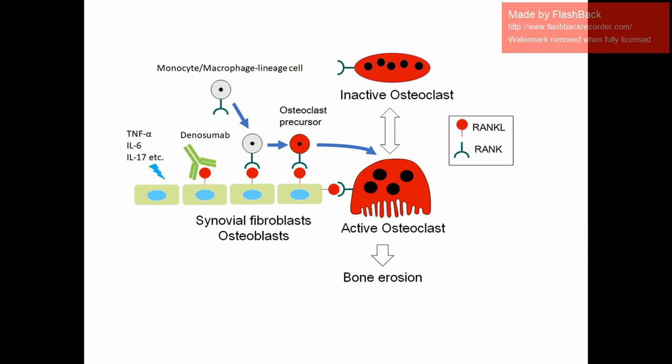Here, active osteoclasts have receptors called RANKL, and RANK is produced by osteoblasts. The interaction between RANK and RANKL is inhibited by denosumab.